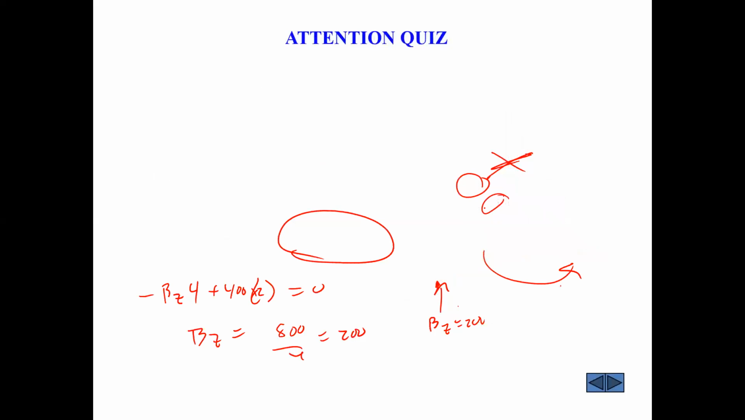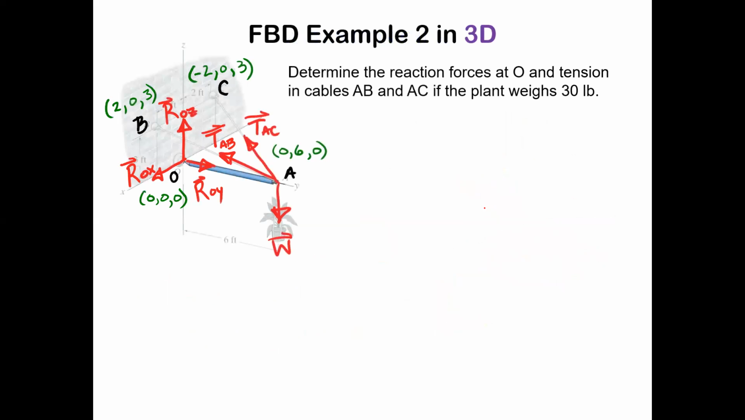So if you want to stick around, we can do this one. And instead of all that vector approach, I mean, we still have to do the vectors for TAB and TAC. That's really kind of a challenge. But when we do the moments, you can do them with scalar moments.